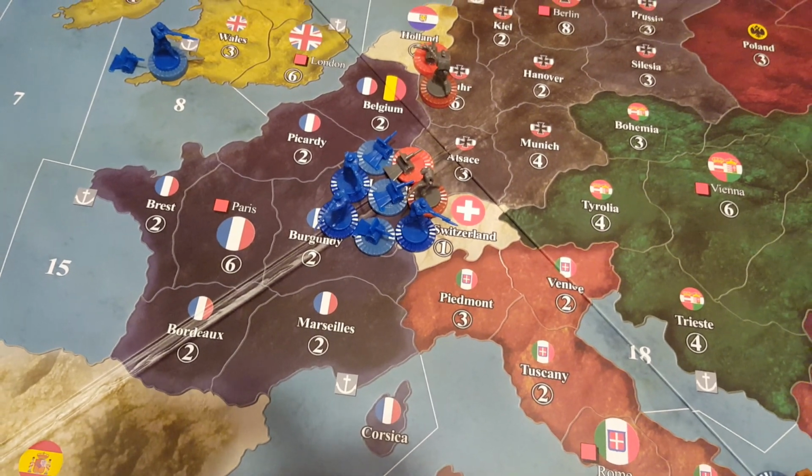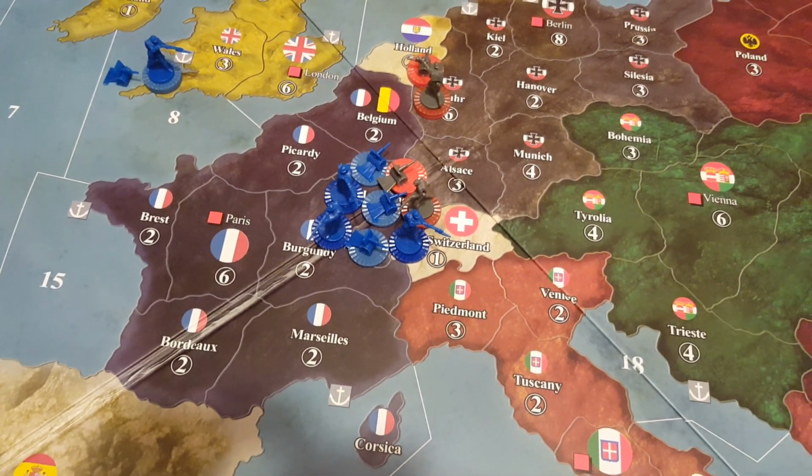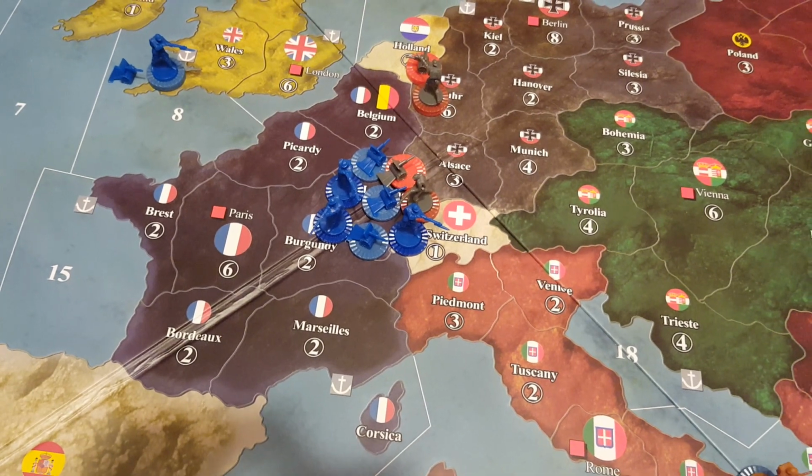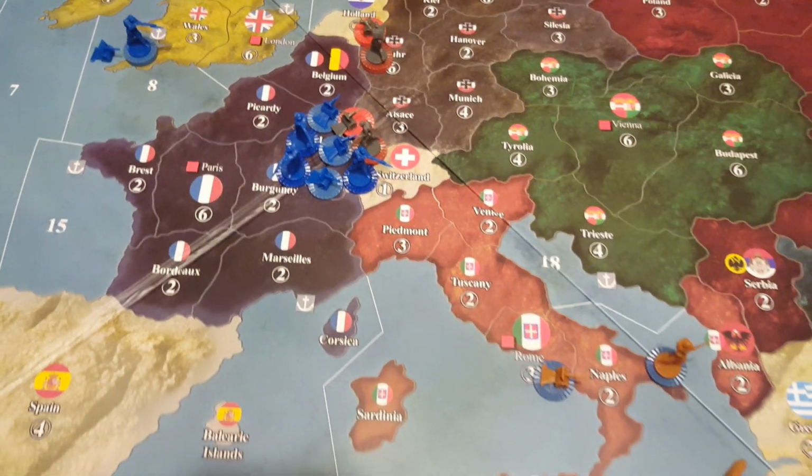So that is an example of land to land. This can also work in the case of an amphibious assault.